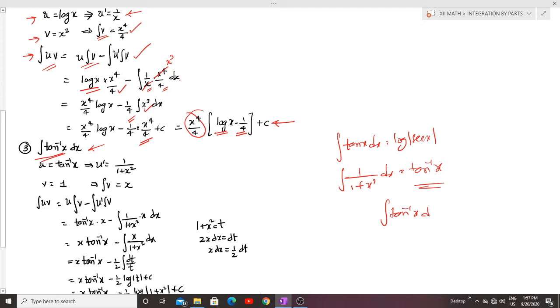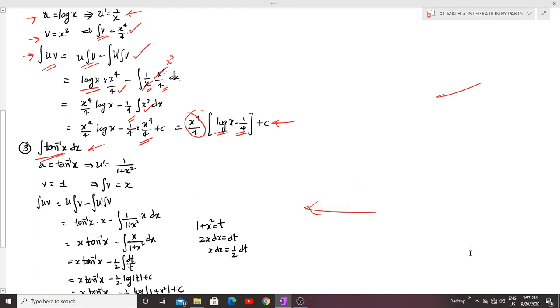The integration of tan inverse x can be done by using integration by parts only. Even for sin inverse x and cos inverse x, I should use integration by parts. For these questions, there will not be a direct formula. You will have to do the problem. So for the integration of tan inverse x, you take u is equal to the inverse trigonometric function tan inverse x, because I use the concept ILATE. In ILATE, I is coming first, which is the inverse trigonometric function. So u is equal to tan inverse x.